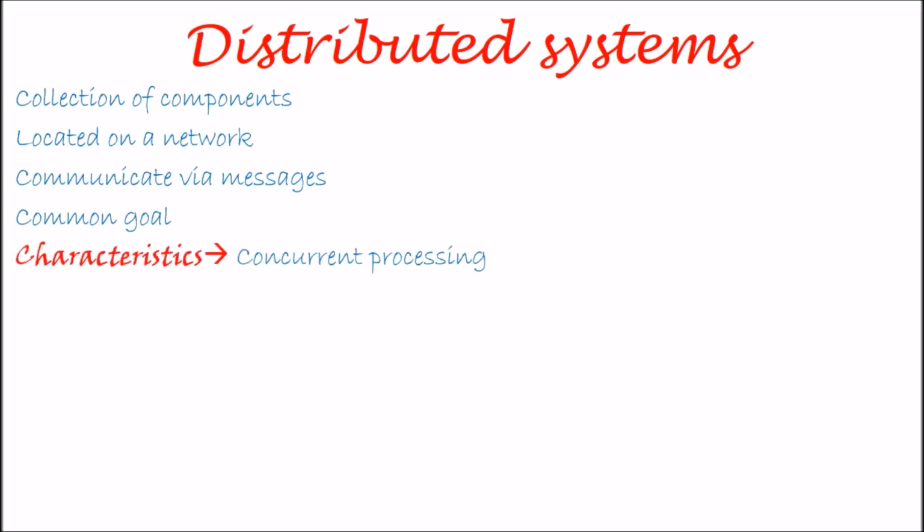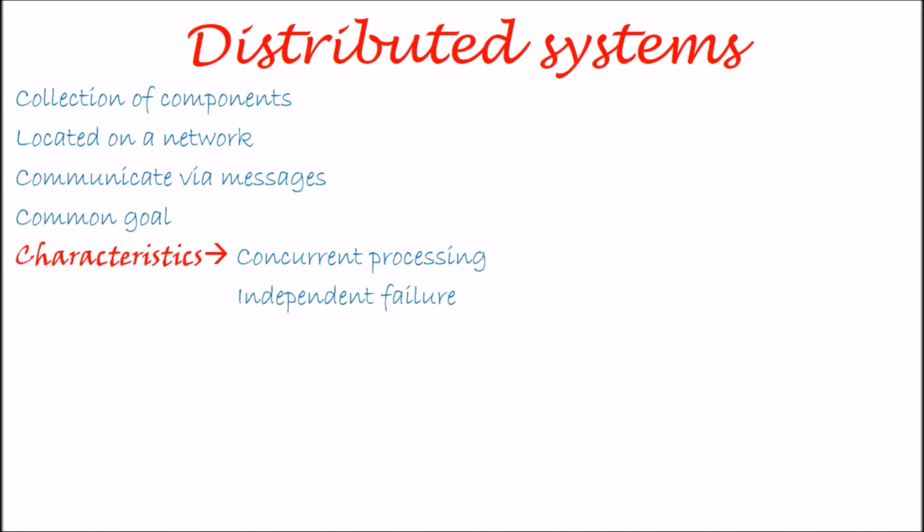So let's move on to some characteristics of this distributed system. The first is concurrent processing. Concurrent processing means the instructions are being processed simultaneously across all the components. So there is synchronization, there is simultaneous reading and writing across all the components.